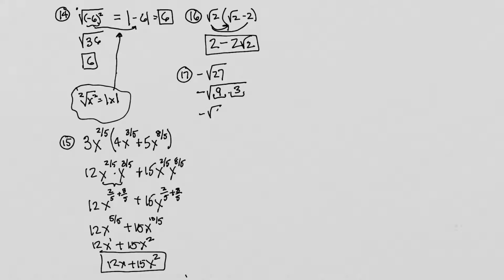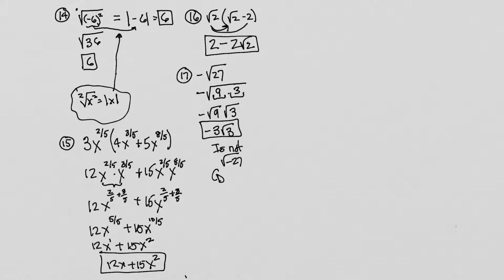We'll get negative square root of 9. Now, break them apart according to our rule. Square root of 9 is 3, so we're getting negative 3 square root of 3. That's it. Now, don't confuse this. This is not this problem, the square root of negative 27. If it was this problem, this one here is not a real number.